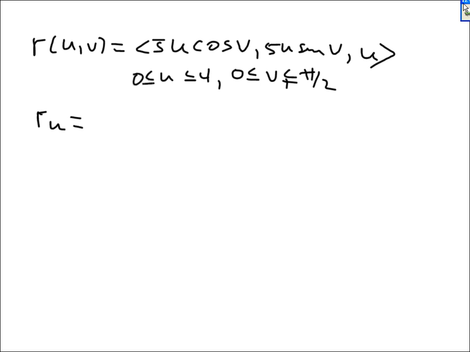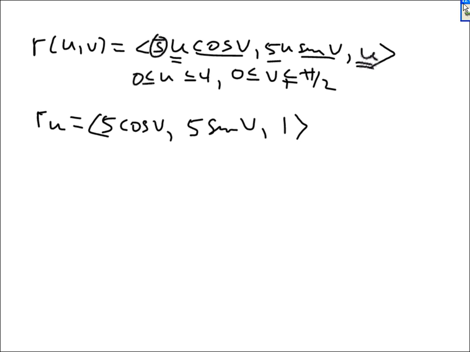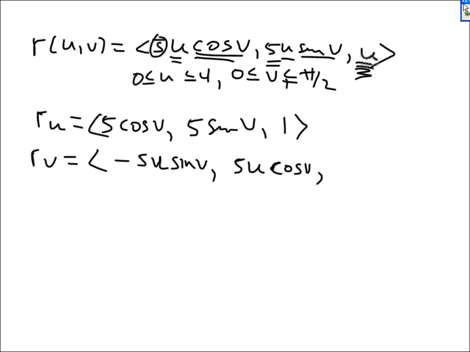So R sub u is 5 times cosine v, which is a constant, times the derivative of u, which is 1, so it's just 5 cosine v. Same thing in the second component, just 5 sine v, and the partial of u with respect to u is 1. R sub v: 5u is the constant, times the derivative of cosine v, which is negative sine v. Same thing over here, 5u is the constant, times the derivative of sine v, which is cosine v. The derivative of u with respect to v is not 1, but 0.